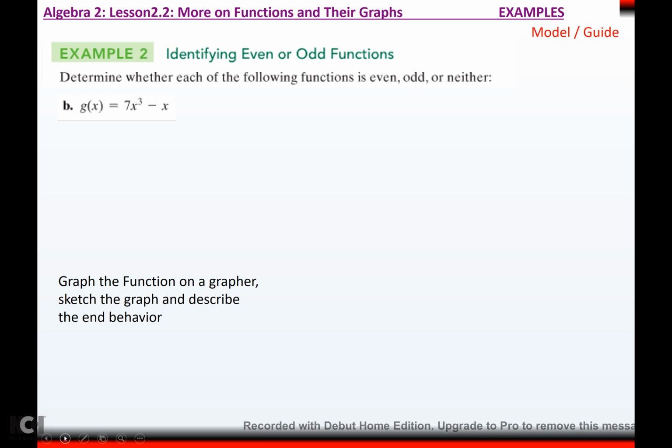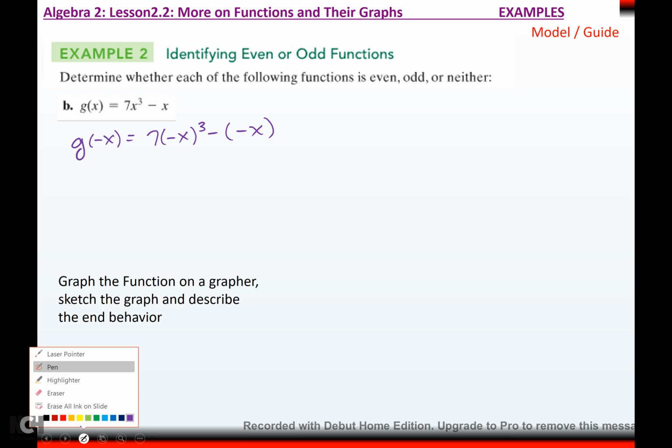Alright, let's try another one. If I find g of negative x, I get 7 times negative x cubed minus a negative x. Sorry, and I'm not changing colors anymore. I took out the x's and replaced them with negative x's.